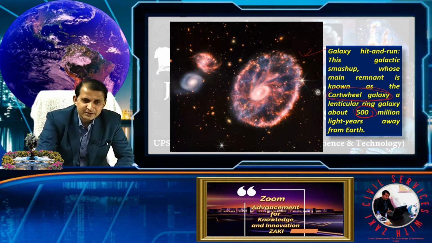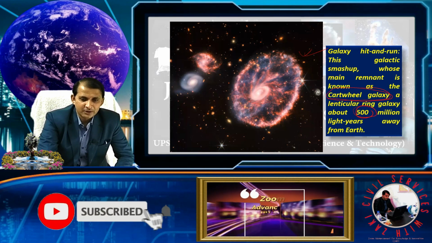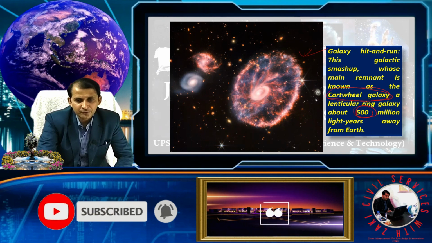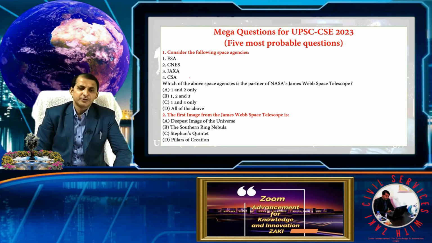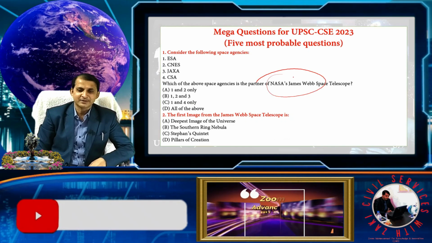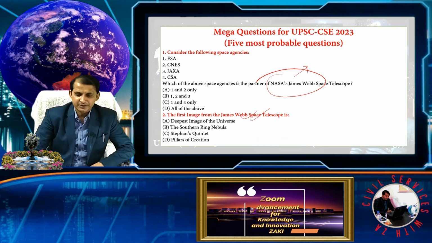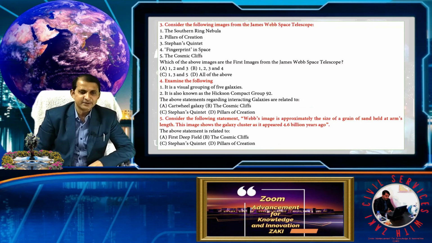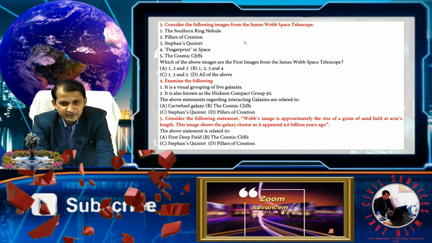So let's see why this is significant for UPSC. A mega question for the UPSC, 5 questions. Consider the following: James Webb and NASA and its partners, the James Webb first image, and the Cosmic Cliffs and so on.